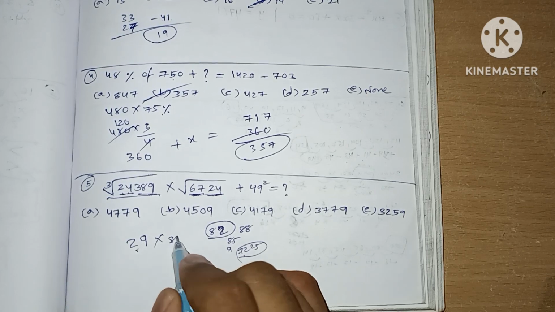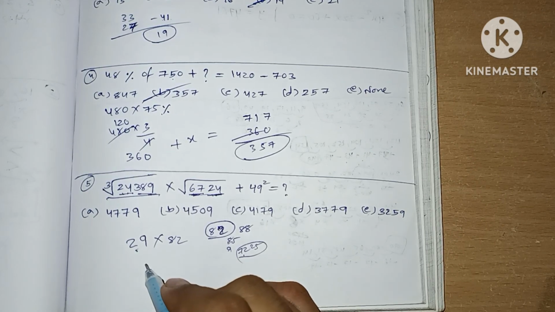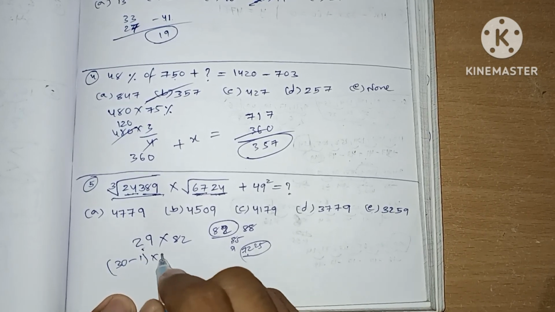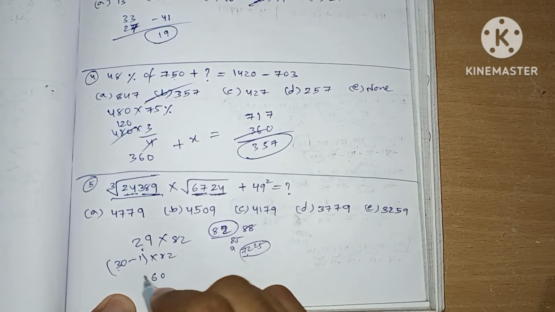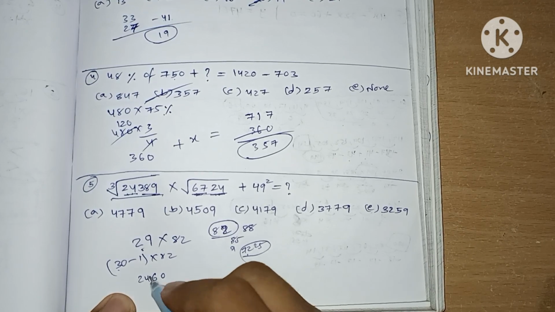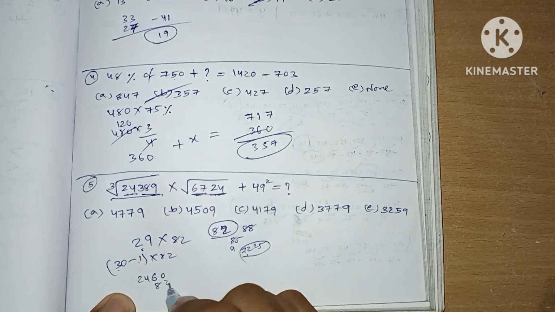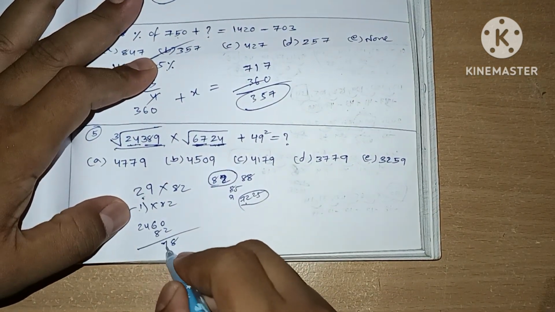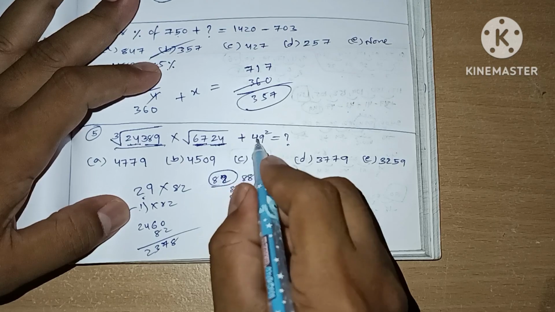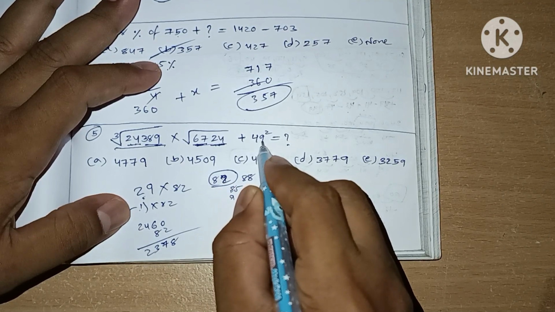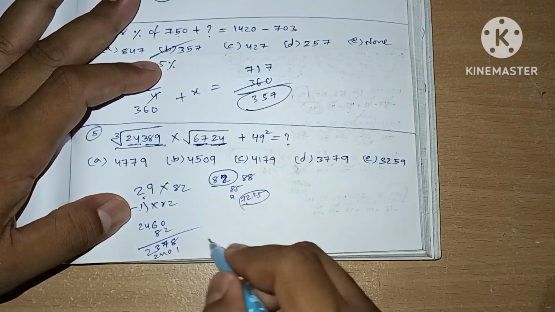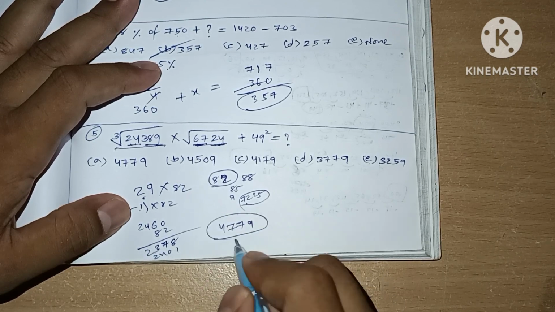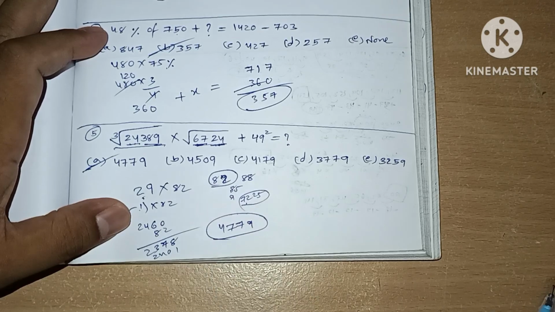So 29 into 82. We write this 29 as 30 minus 1 into 82. 3 2 times 6, 3 8 times 24, minus 1 means minus 82. We get 2460 minus 82, this will be 2378 plus 49 square value is 2401. So by combining these two, we get 4779 is our answer. Option A is our answer.